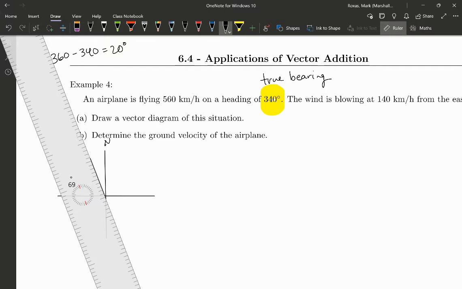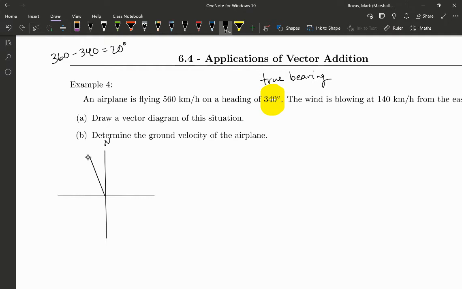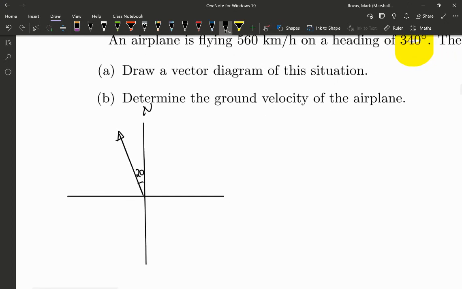Okay, so there's my airplane vector for my airplane. So that's heading on a heading of 340 degrees. If you want to, I could show that this is 340, but I don't really need to. What I really care more about is the fact that this is going to be 20, but more so when I draw the rest of the diagram, everything will become more clear.